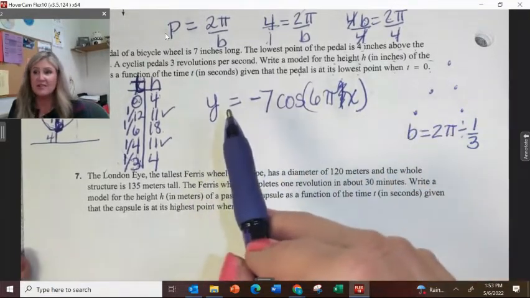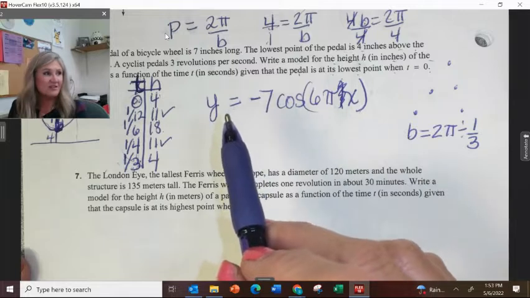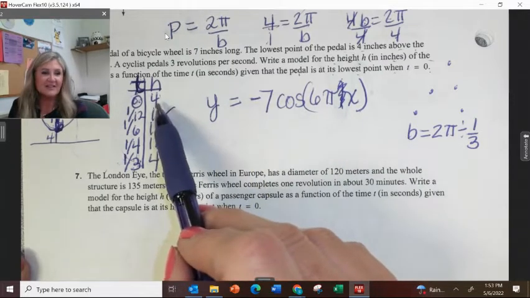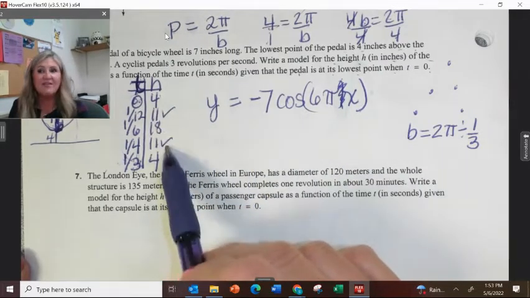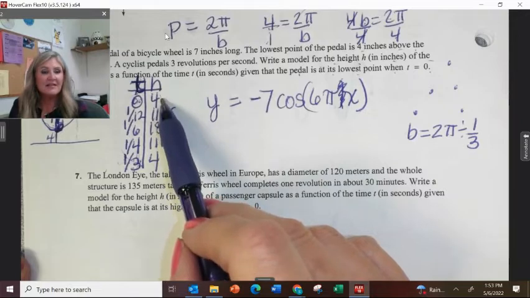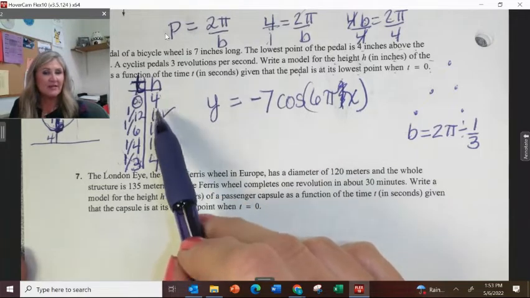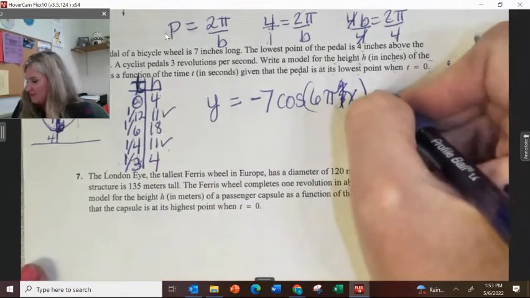Is it plus 4 or plus 11? Some people are saying each. It's 11, isn't it? Because it's got to be that middle value. See, this is the lowest point. This is the highest point. So it had to be shifted up 11.